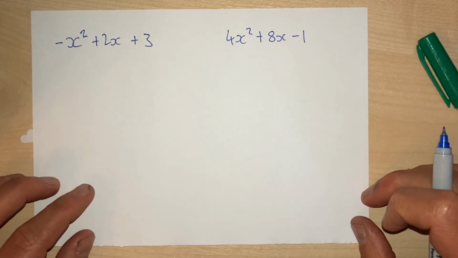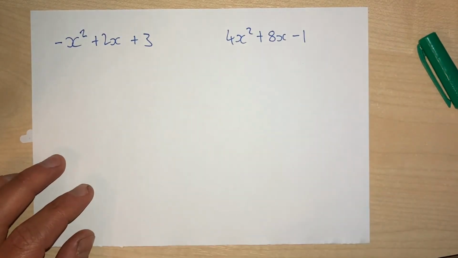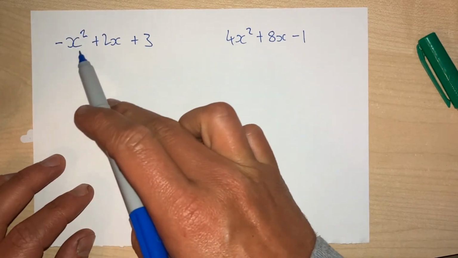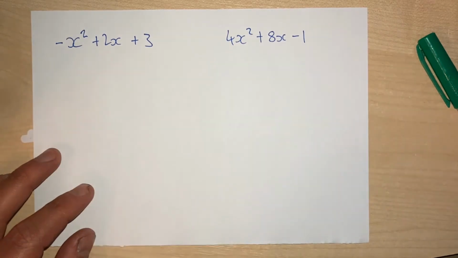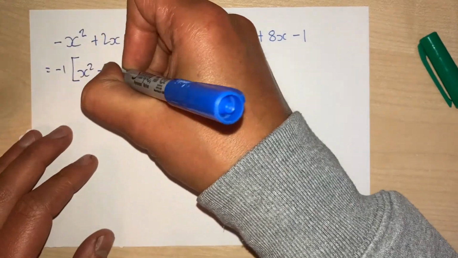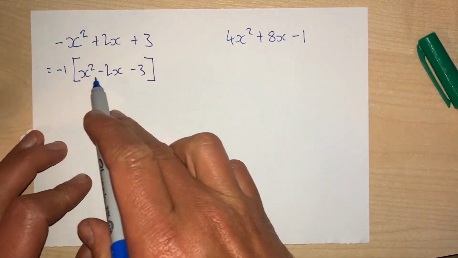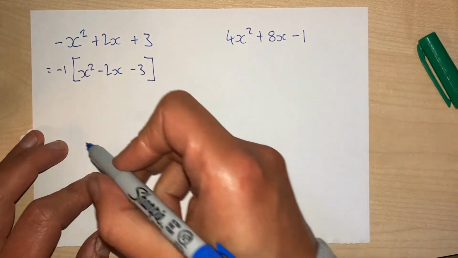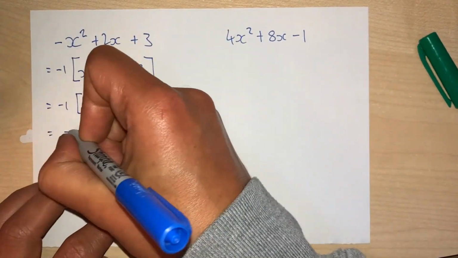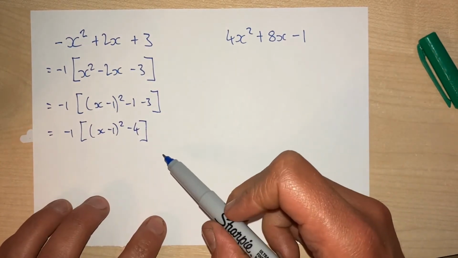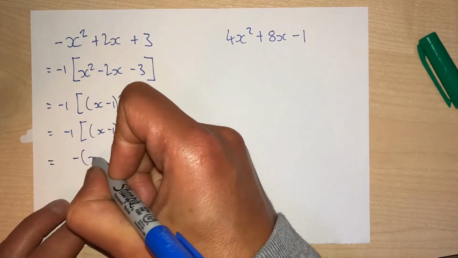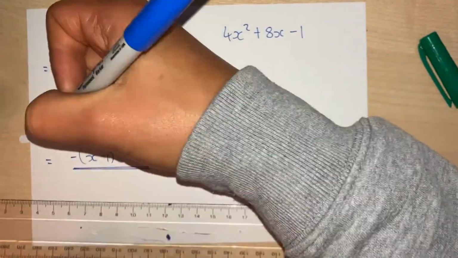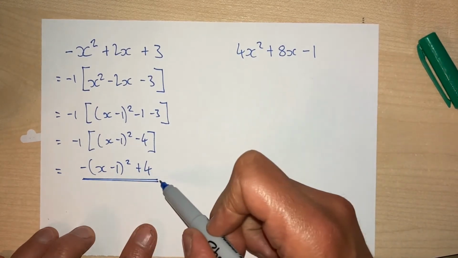Here are some more examples of expressions that you might come across. If we have a negative x squared, then we must first take minus 1 out as a factor to express this in completed squared form. Once we've done this, we can then complete the square on what's inside our brackets. And then at the end, we must remember to multiply each term by negative 1. Here we have our completed squared form.